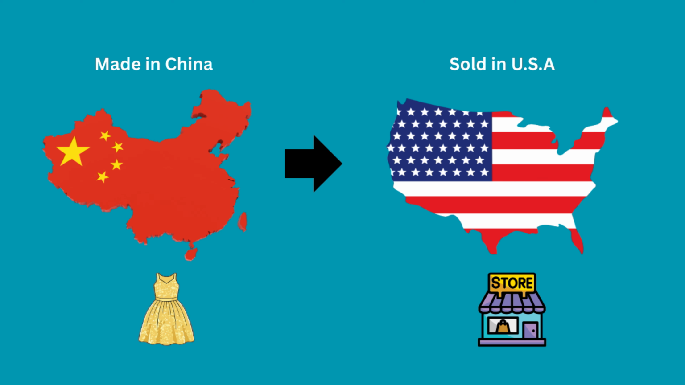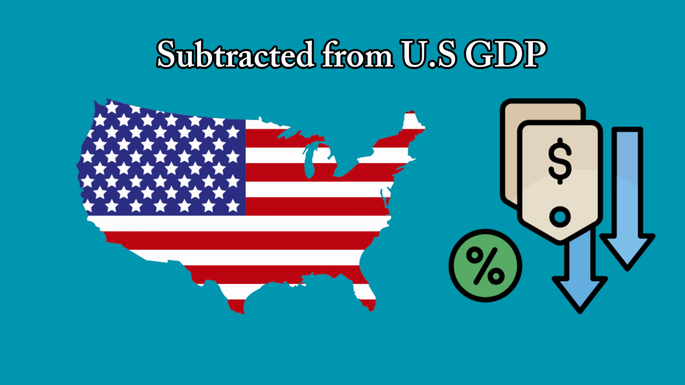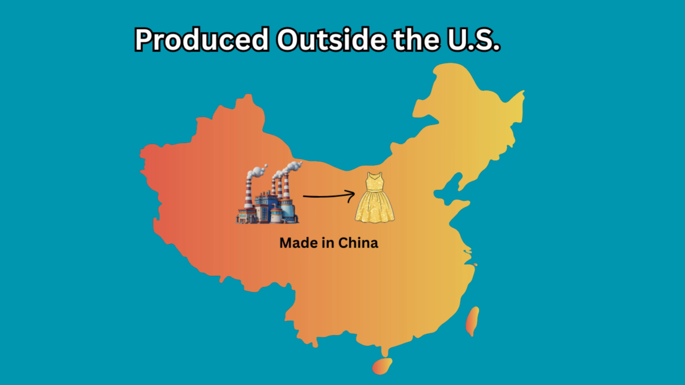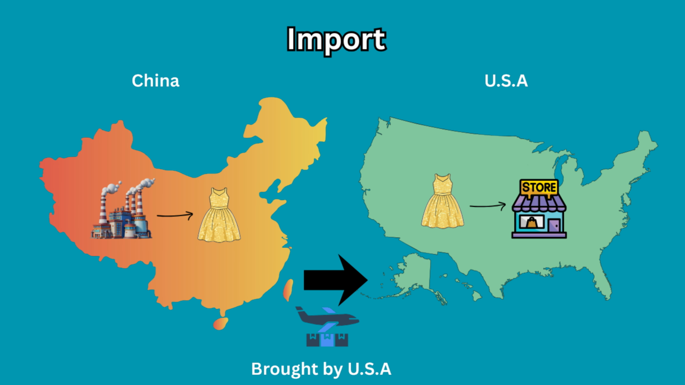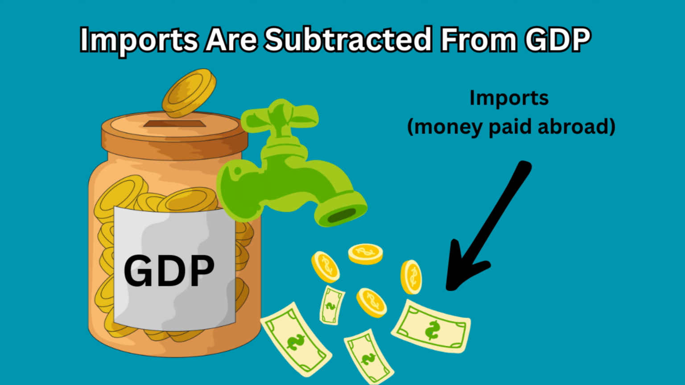For example, if a dress is made in China and sold in a store in the United States, it does not count toward US gross domestic product. That's because it wasn't produced in the US. But it does count toward China's GDP as it was produced in China. For the United States, that dress is an import, something the US buys from another country. Imports are subtracted from GDP.